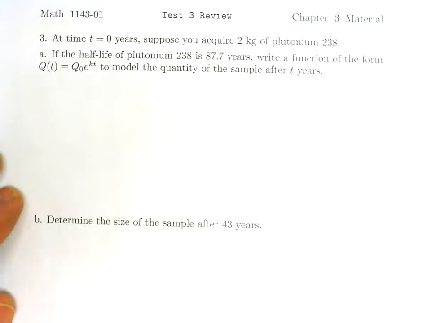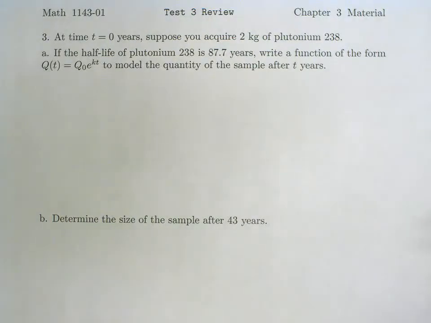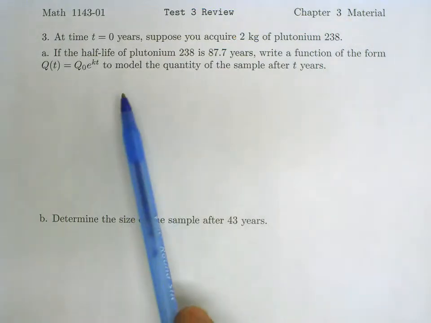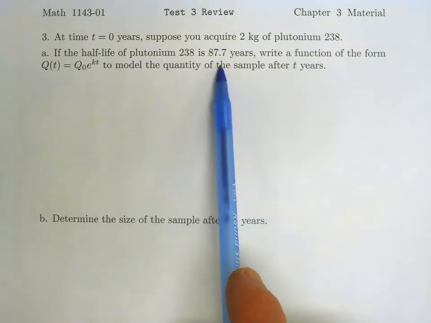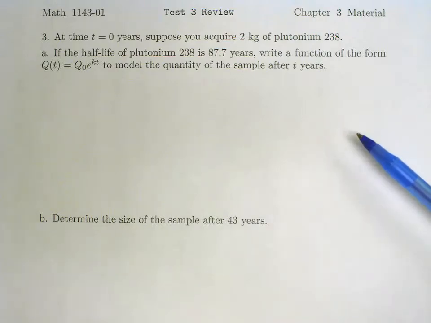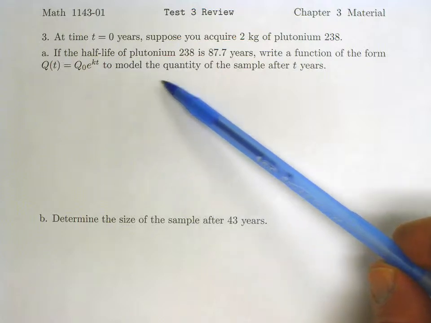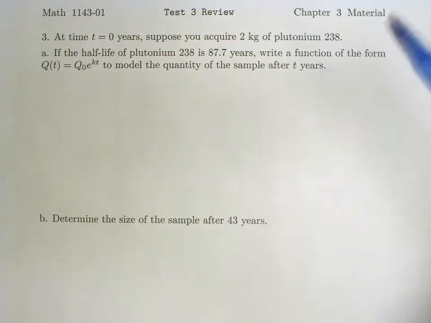Okay, so this one is sort of the same process. It's just this time we have exponential decay. At time t equals 0, suppose that you acquire 2 kilograms of plutonium-238. If the half-life of plutonium-238 is 87.7 years, write a function of the form q of t equals q sub 0 times e to the kt to model the quantity of the sample after t years.